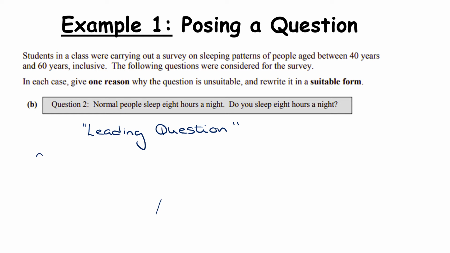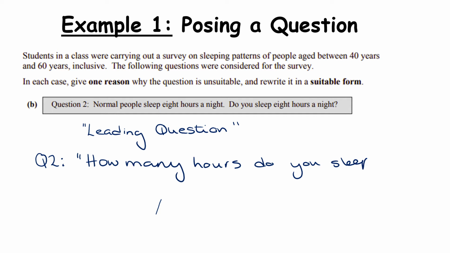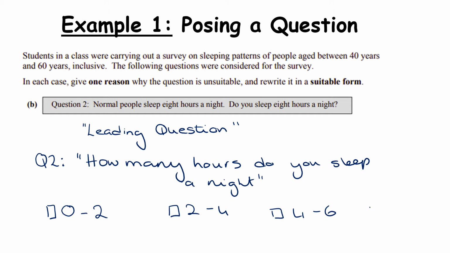So a better way to put this question would be, how many hours do you sleep a night? On average, anything like that. I'd also suggest that we give options because that will make it easier to group it. So let's say between 0 and 2, maybe between 2 and 4, between 4 and 6 hours.